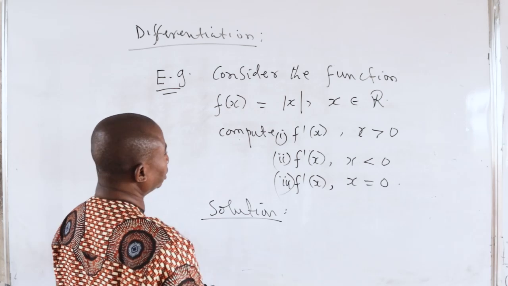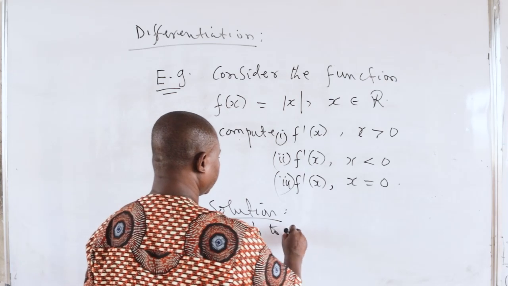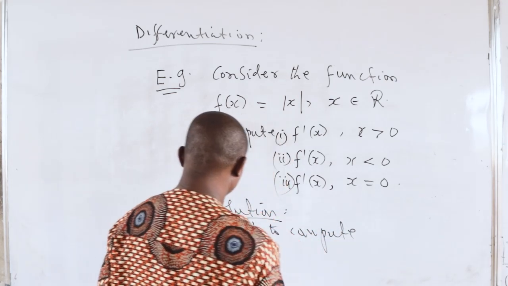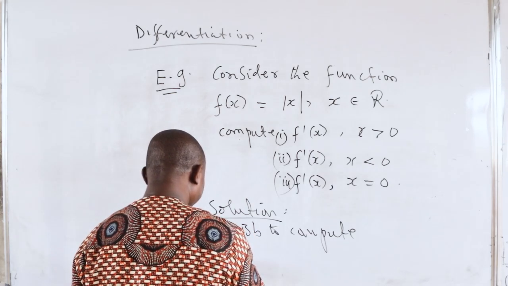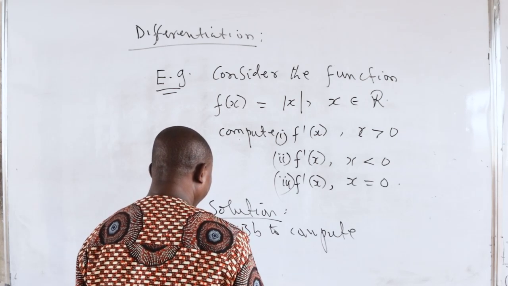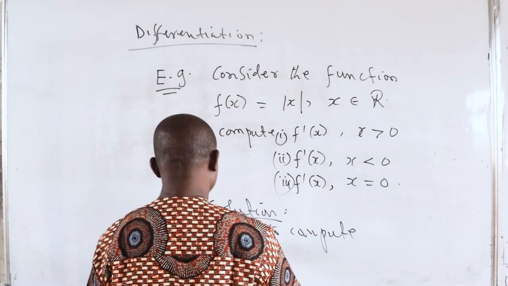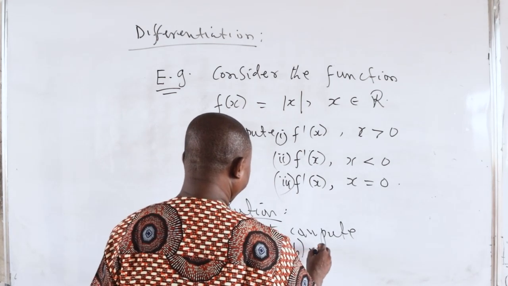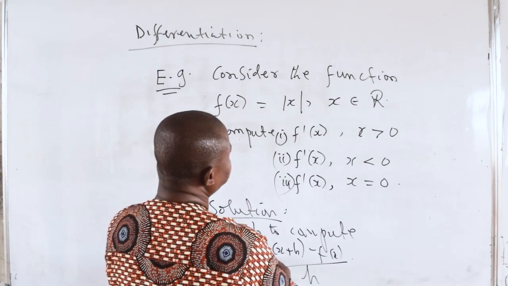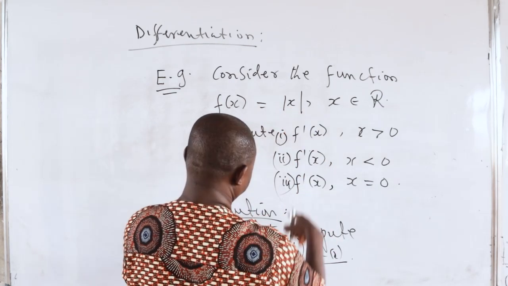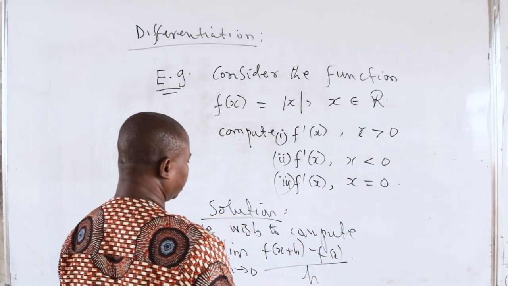Our goal is to compute, we wish to compute the limit. Let me simplify the notation and say as h tends to 0 of f of x plus h minus f at x divided by h. So here now, our f at x is absolute value of x, and our interest is when x is bigger than 0. So we compute this limit and see what it will give us.